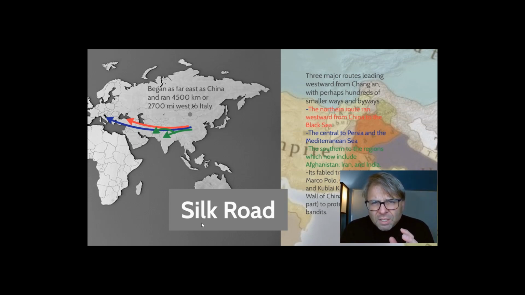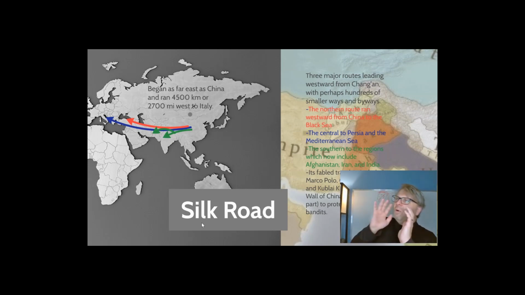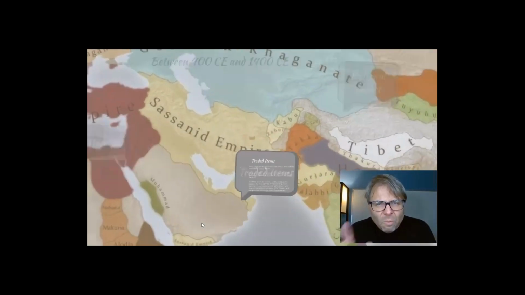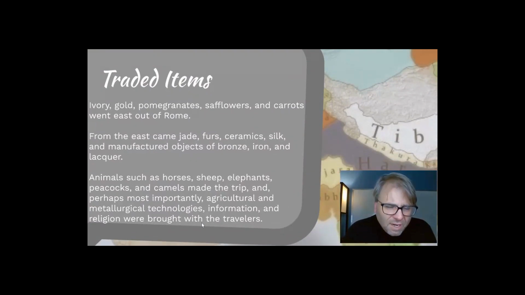It was the Silk Road that brought Marco Polo east to the mysterious lands of China. What were some of the items that were traded? Good question. Out of the west going east came items like ivory, gold, pomegranates, sapphires, and carrots.